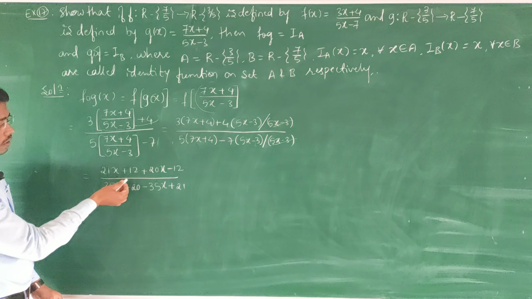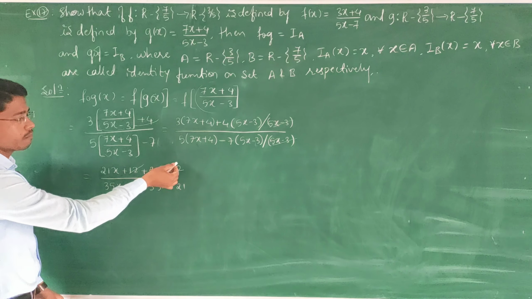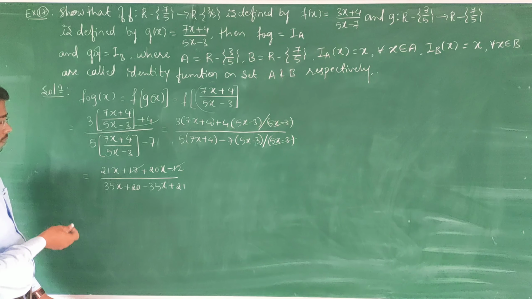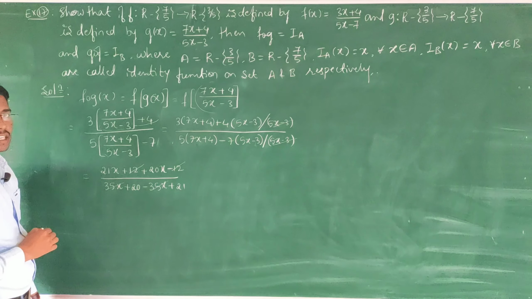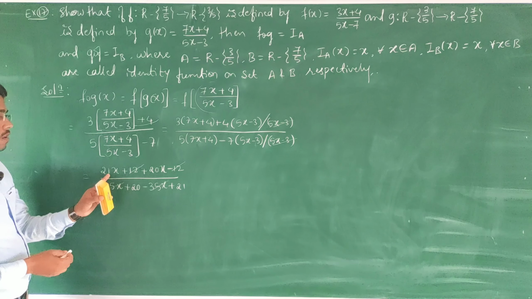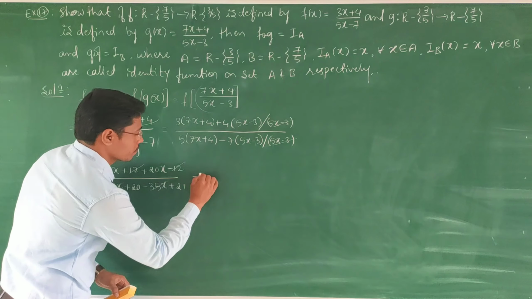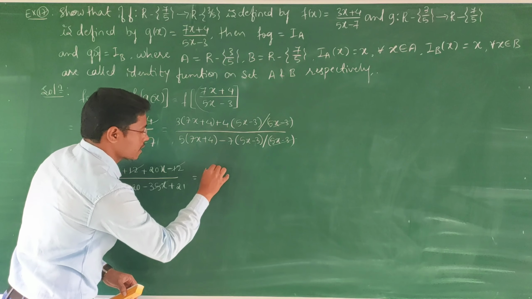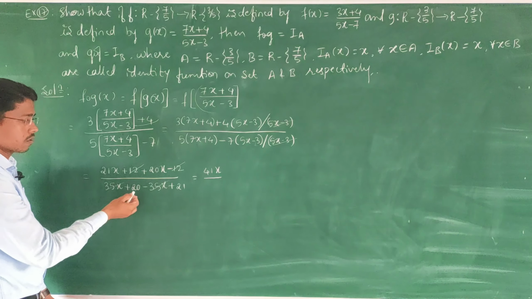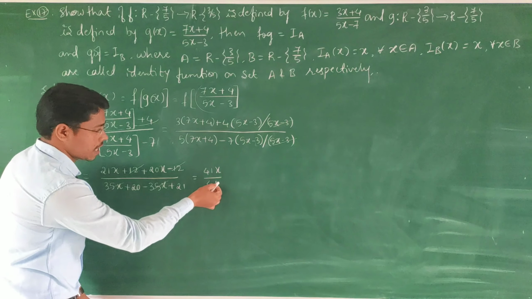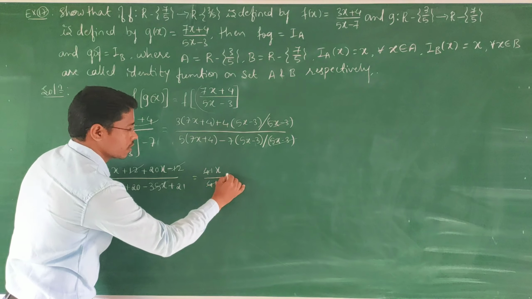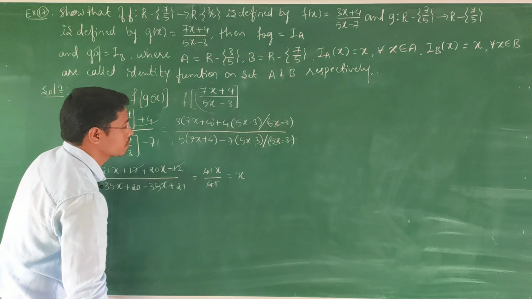Now see here in the numerator plus 12 minus 12 will get cancelled. In the denominator 35x minus 35x will get cancelled. 21x plus 20x is 41x, whole divided by 20 plus 21 is 41. Right? So cancel 41 and 41, remaining is x.